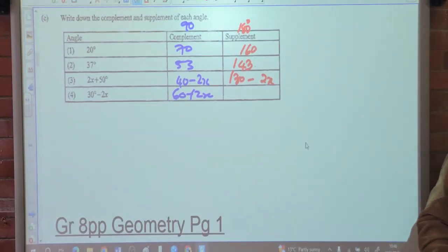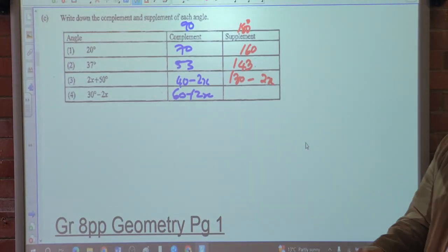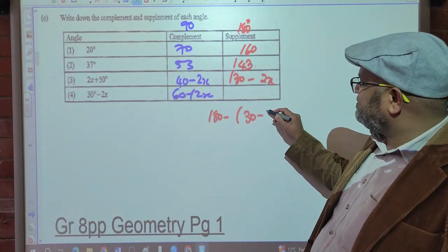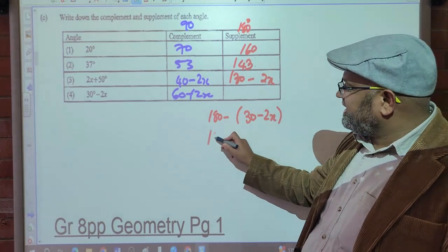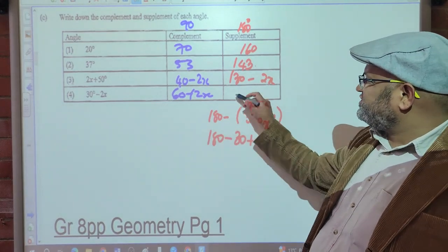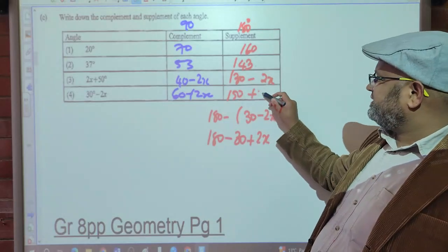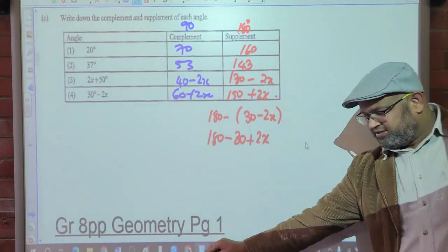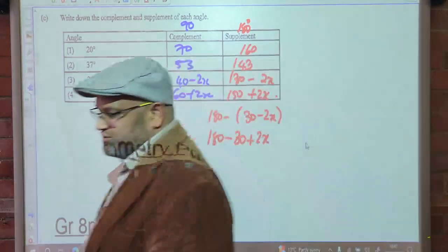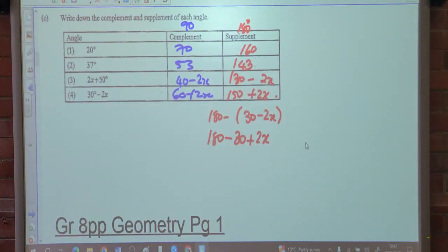Okay, not everybody's going to get full marks with geometry. No? Alright, so we go 180 minus number 4, which is 30 minus 2x. So it's going to be 180 minus 30 plus 2x, which is 150 plus 2x. Alright, you guys understand? Yes. Is there any confusion? Any questions?